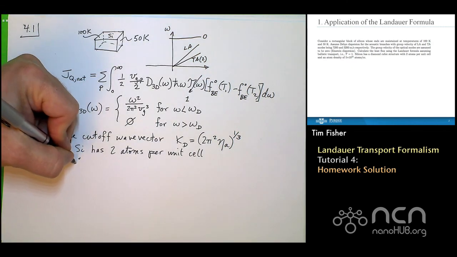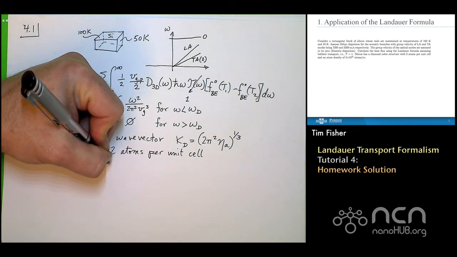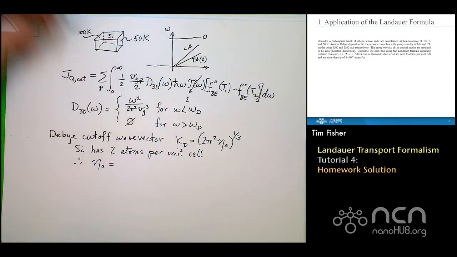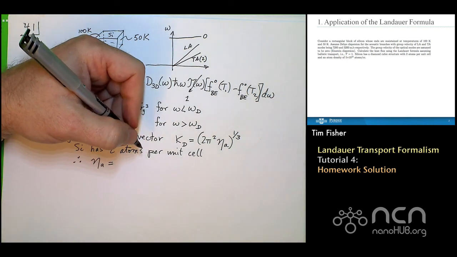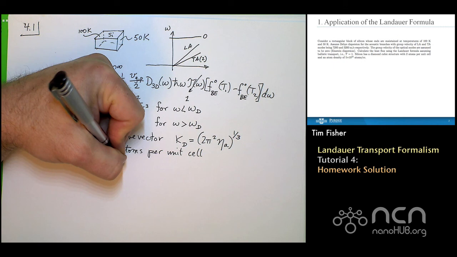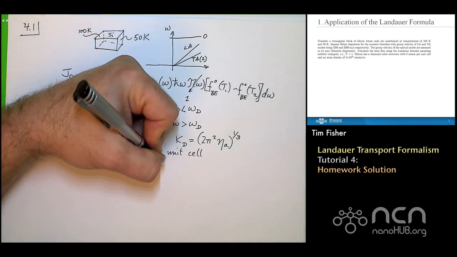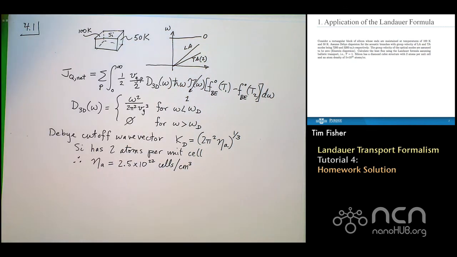Therefore, we have that the unit cell density will equal the number given in the problem, which was 5 times 10 to the 22 atoms per cubic centimeter. So the unit cell density will be half of that. So this is 2.5 times 10 to the 22 cells per cubic centimeter, which in the problem statement is listed as CC.